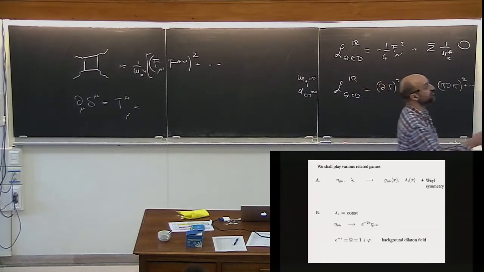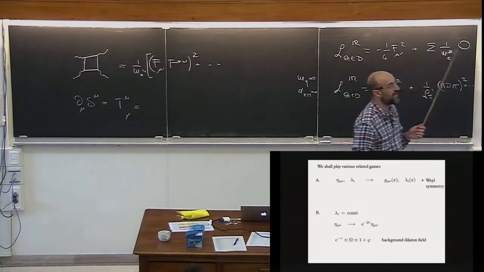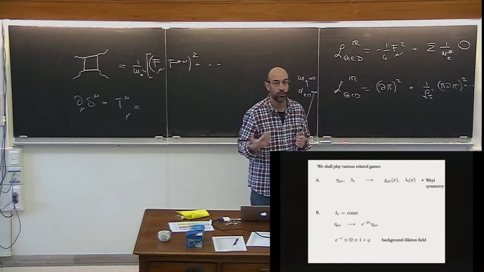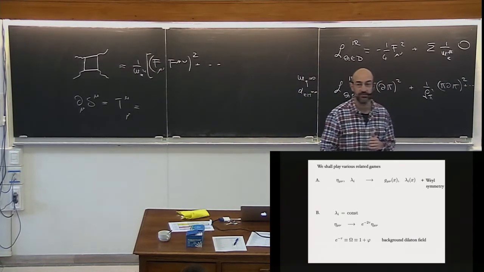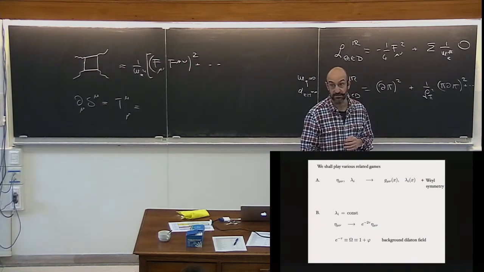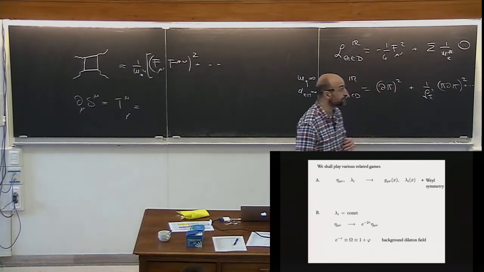Now, the idea is to promote the metric and the couplings to fields, in which case I will be able to promote the dilatation symmetry to a local symmetry, called Weyl symmetry. The Weyl symmetry is the local version of dilatations.